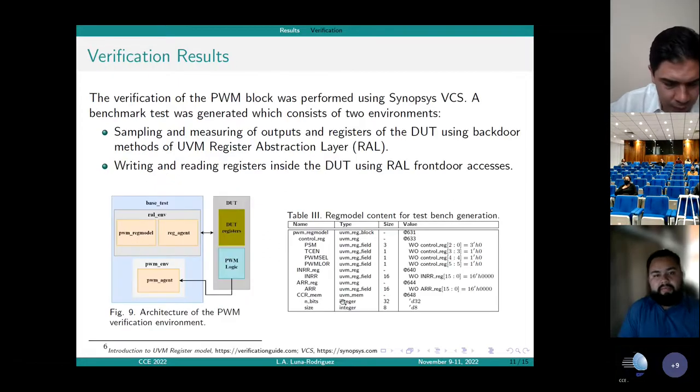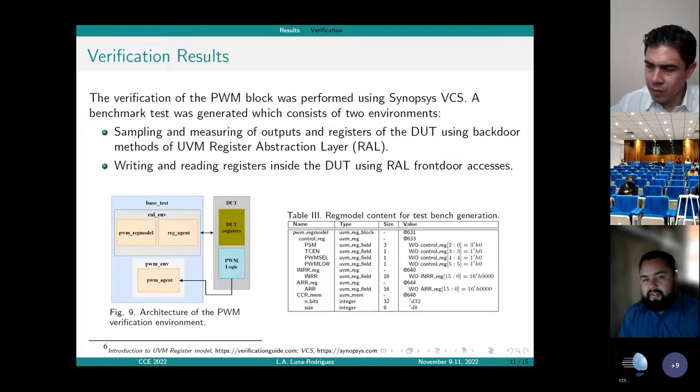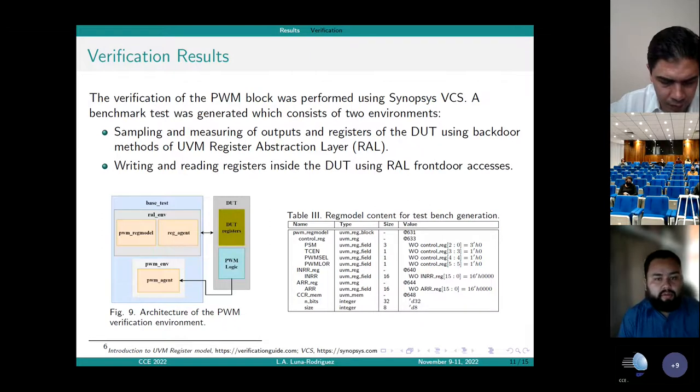The verification of the PWM block was performed using Synopsys VCS. We created a benchmark which consists of two environments. The first environment is for sampling and measuring the outputs and registers of the design under test, which is our PWM block, using methods of the UVM register abstraction layer. And the second environment is for writing and reading registers inside the DUT using front door access. Figure 9 shows the architecture of the PWM verification environment, and Table 3 shows the content of the RAL model for test bench generation.